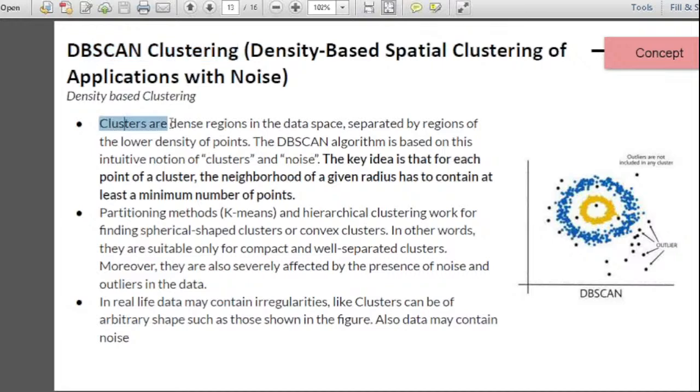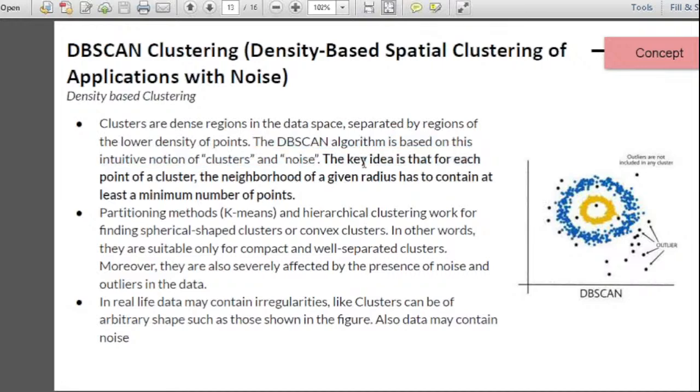Clusters are dense regions in the data space separated by regions of lower density points. So you can see what clusters are: in clusters there is high density, and then they are separated by spaces which have low density, like is shown here, right? So the DBSCAN algorithm is based on an intuitive notion of clusters and noise.